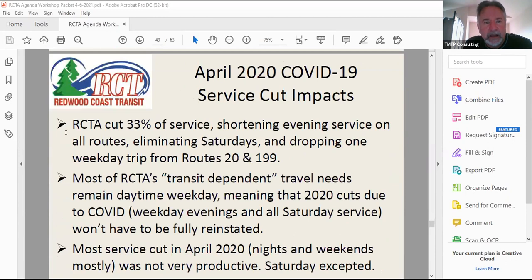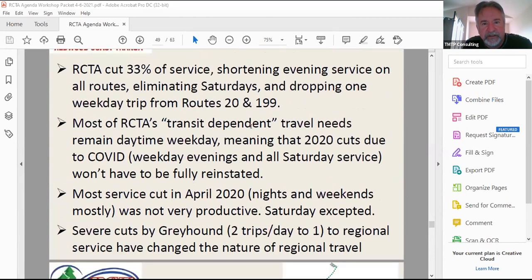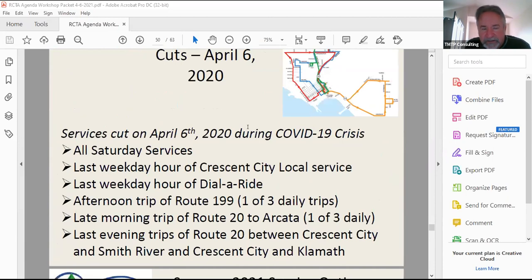Let's dive right in. So we cut 33% of our service overall last year. This slide's pretty good for that. We cut all our Saturday services. That's two regional routes, the 199 and the 20, and 20 is the bigger one of the two. We cut those on Saturday as well as all our local service, which is our four Crescent City routes and Dial-A-Ride. Everything was cut on Saturdays.